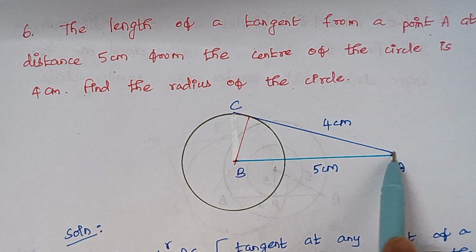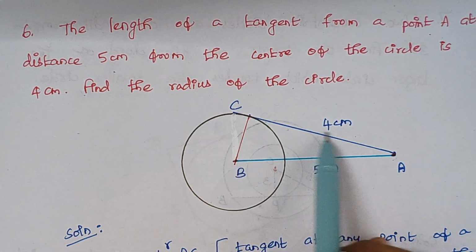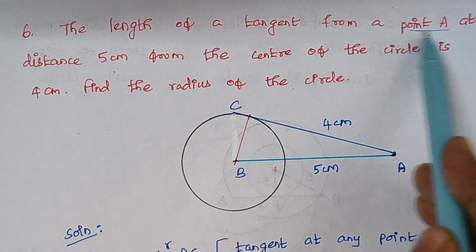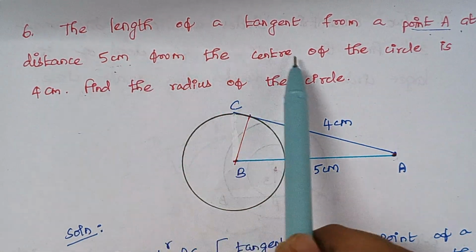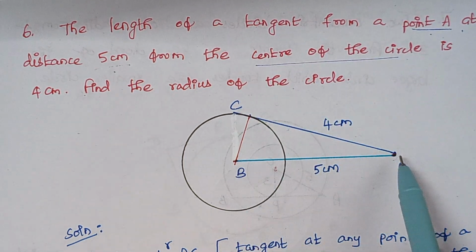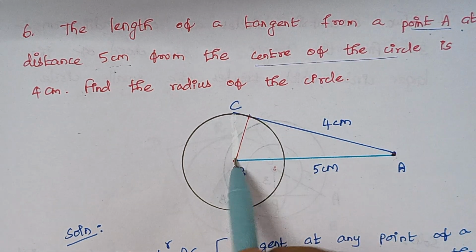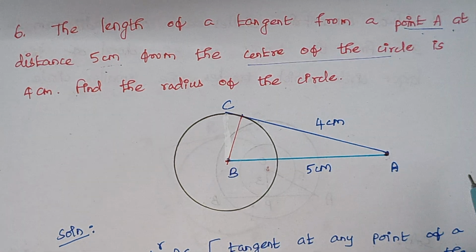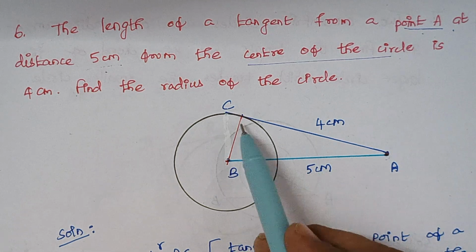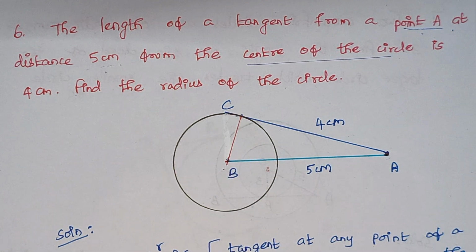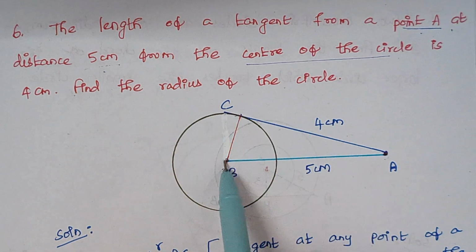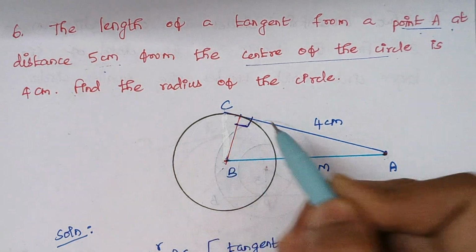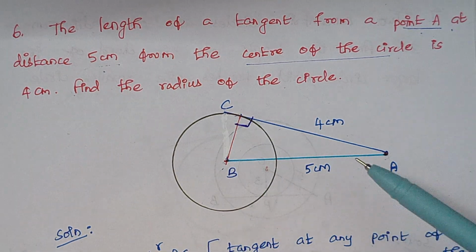So AC is the tangent, it is 4 centimeter. And this point A is at a distance of 5 centimeter from the center of the circle. So from this point A to the center of the circle, the distance is 5 centimeters. So beware of the question. Now we have to find the radius. So obviously, what is the angle made between your radius and this tangent? So here it is 90 degrees, as per your theorem.